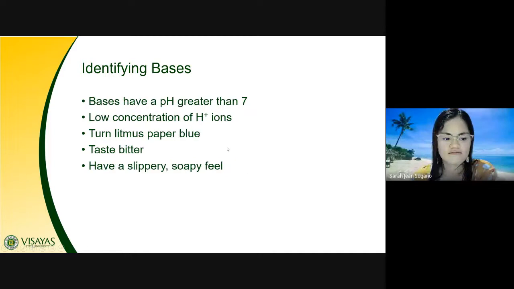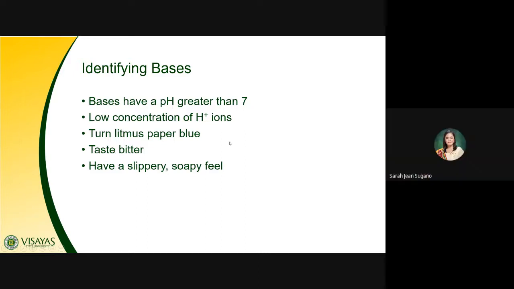Okay, so in identifying bases, it's just also a review. It has a greater pH than 7, and it has low concentration of H plus ions. So the litmus paper will turn to blue. Okay, and then it tastes bitter and has a very slippery and soapy feel texture.